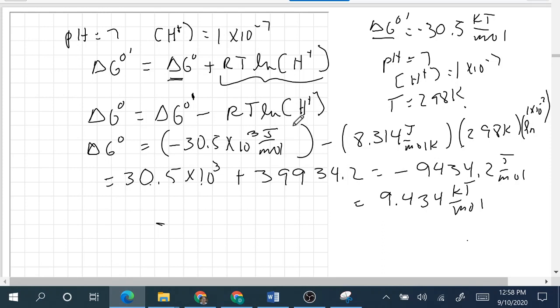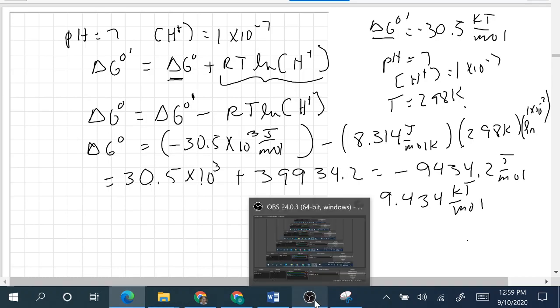So I think the most confusing thing about this problem is that you have to figure out which equation to use and why you're using it. So you have to rearrange this equation. And the next thing is the problem was not stated correctly, so you actually cannot use the H plus concentration as 1 molar. You have to plug in the pH 7 concentration, which is 1 times 10 to the minus 7 molar for our hydrogen ion concentration. All right, that was problem 5.